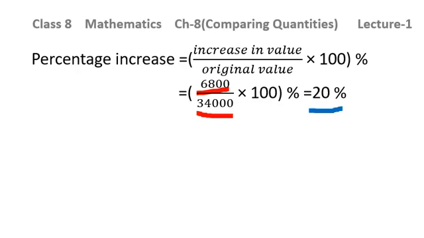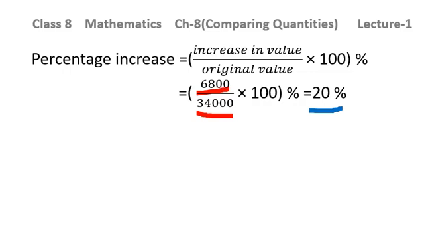I am repeating it. The price of a scooter was 34,000 last year, and it has increased to 40,800. So we calculated the increase in value after subtracting 34,000 from 40,800, and we got 6,800, and the original value was 34,000. We put the values in the formula, and we got the result as 20%.